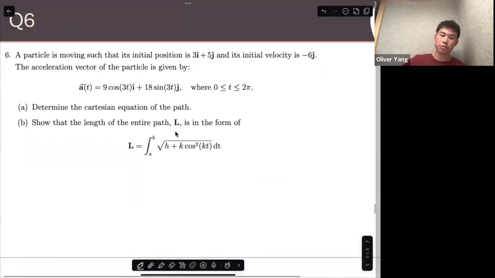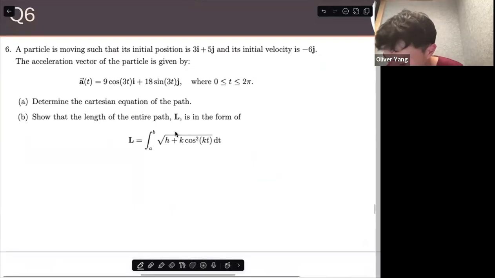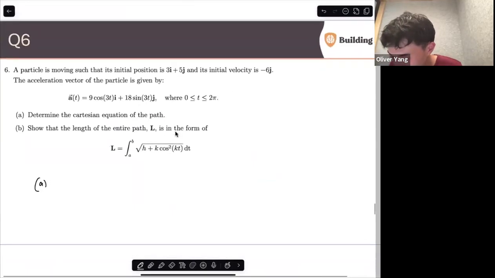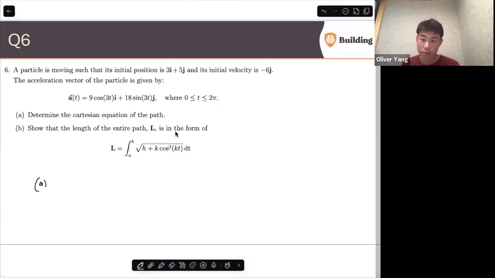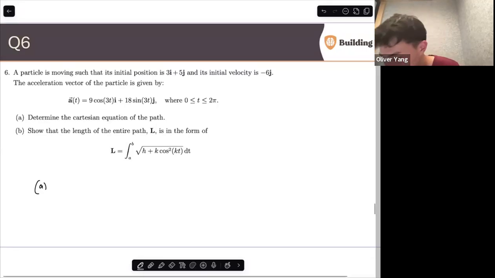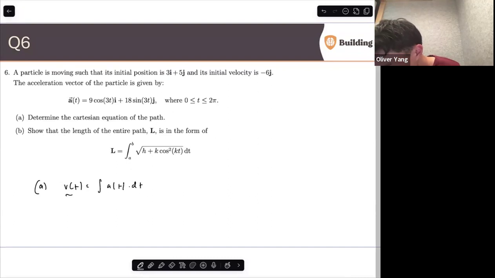So we just want to integrate this. We want the Cartesian equation of the path, so we need to get the position function of this. To do that, we need to integrate twice. So let's just do the integral of acceleration to get velocity: velocity equals the integral of a(t) dt.